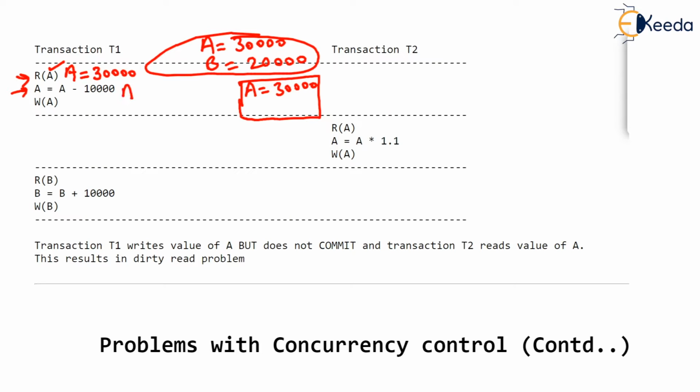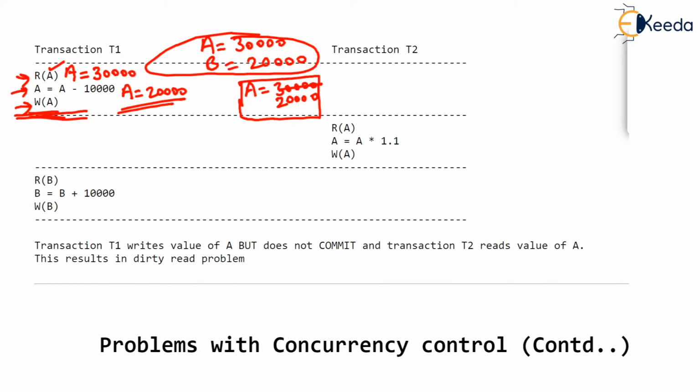then write A occurs. Now, write A, remember, doesn't mean that we are writing this value of A, 20,000, in permanent storage. We are actually updating the value of A in the buffer allocated for both transactions. So here A becomes 20,000. I hope you are understanding. What happens after that is that T1 preempts, giving a chance for T2 to execute.